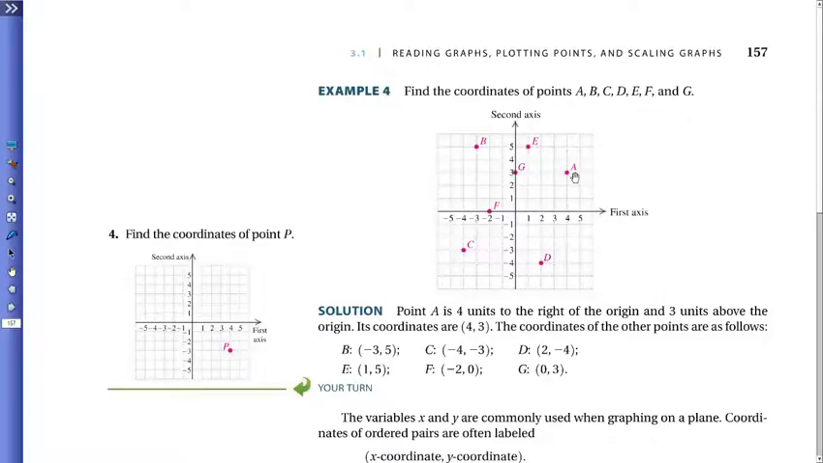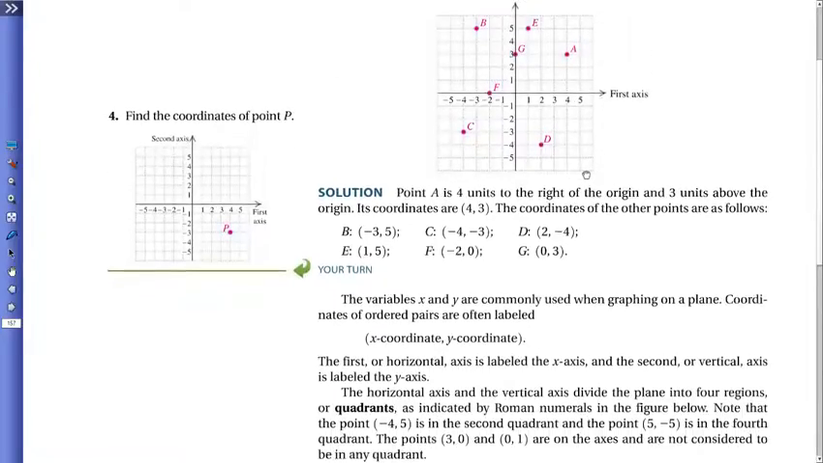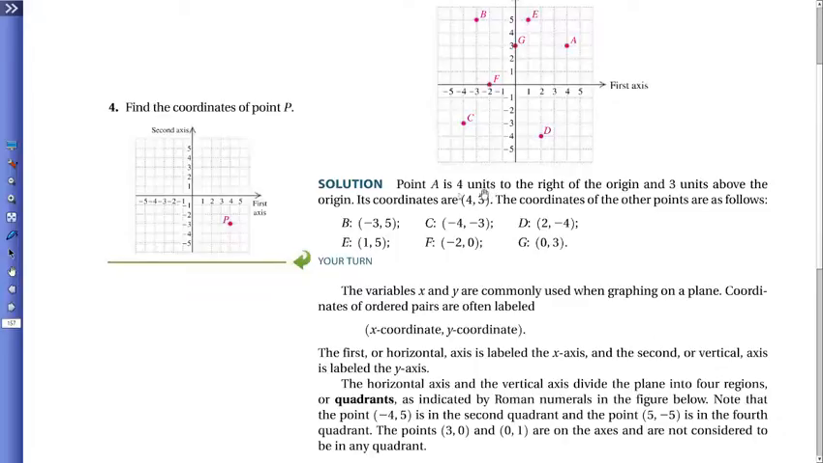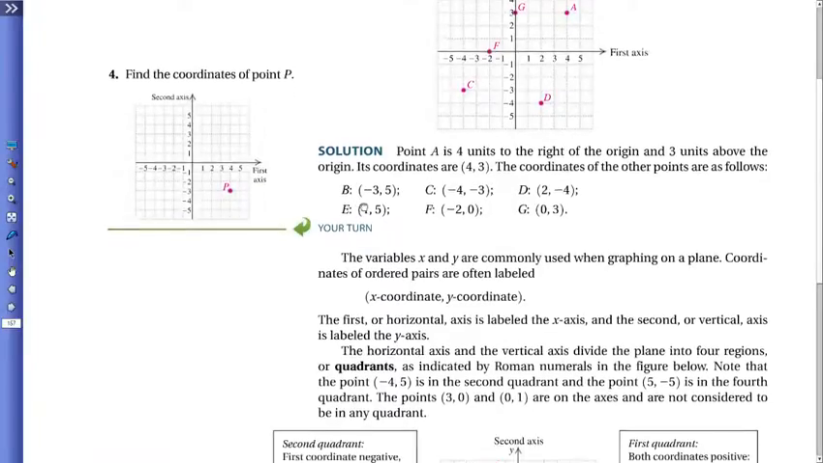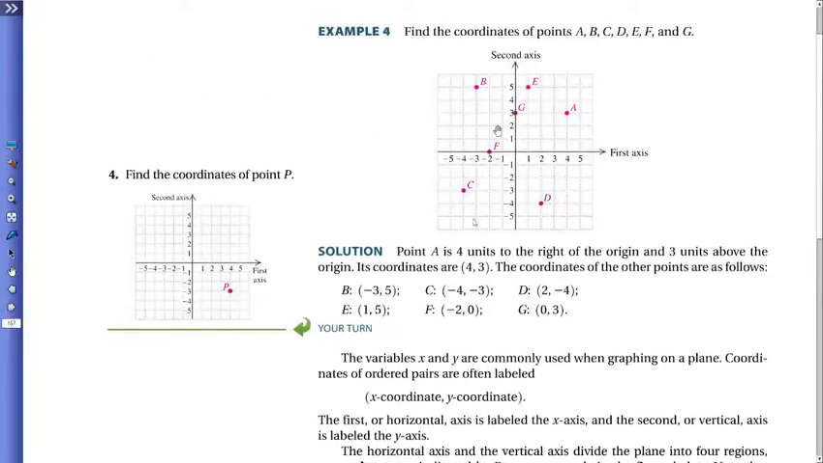So like point A, if that's the first one, I would ask, how far did I go horizontally? Well, I went from 0 to right here to 4, so the first coordinate is 4. And then I went up 3, so that's positive. And so the next one would be a positive 3. So I would say point A is 4 units to the right, 3 units above. So the coordinates of point A are 4, 3. Now they tell us the coordinates for each one of these, and then you'd fill that in.